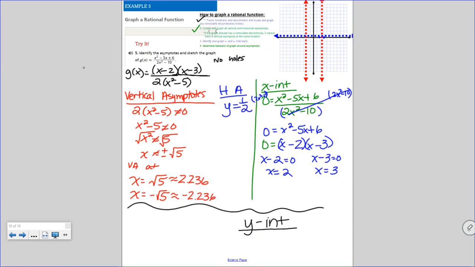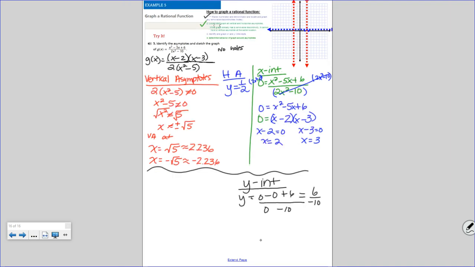Then for the y-intercept, I'm going to substitute 0 into the original equation. So y equals 0 squared minus 5 times 0, which is 0, plus 6 over 2 times 0 squared is 0, minus 10. 6 divided by negative 10 is negative 3/5. So there's a y-intercept at 0, negative 3/5, which is about like right there.